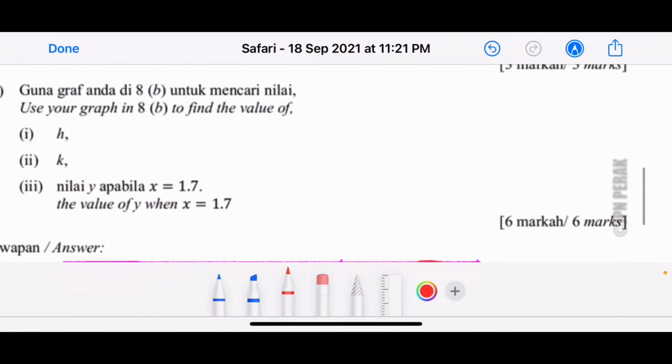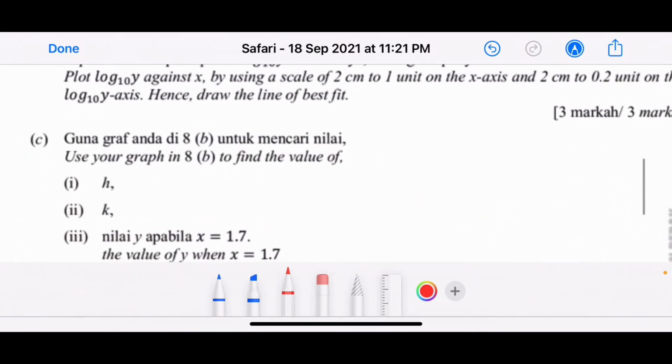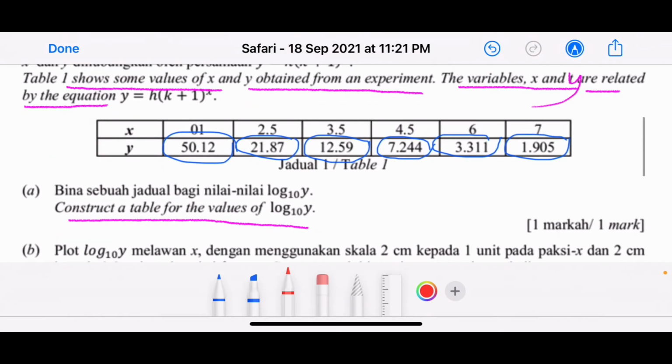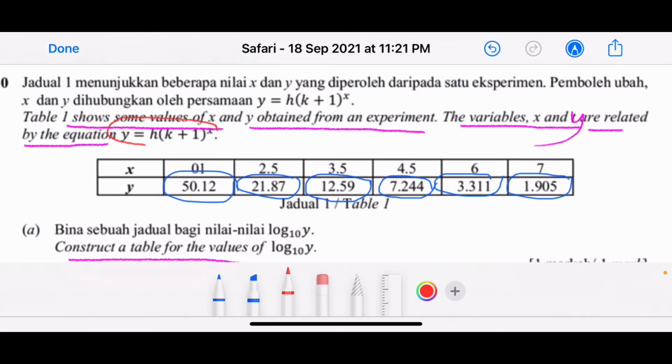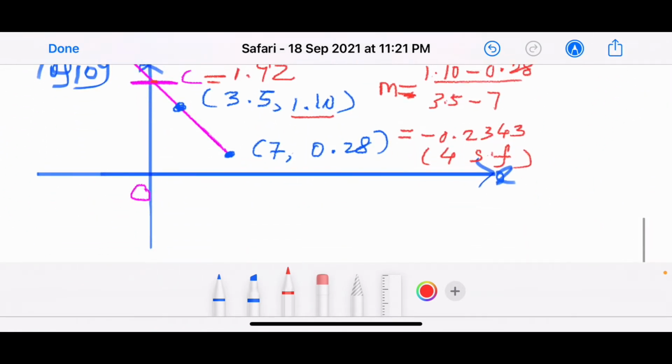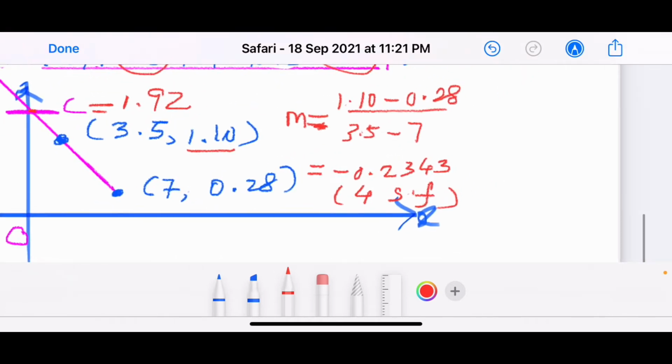The question is asking, from the graph, you must use the graph, no substitution, find h and k. How are you going to find h and k? You have to start from the non-linear equation given by the question, y equal to hk plus 1 to the power x. So we are going to write down here.